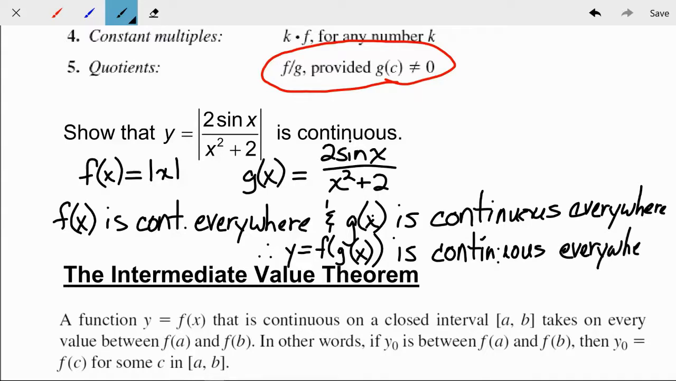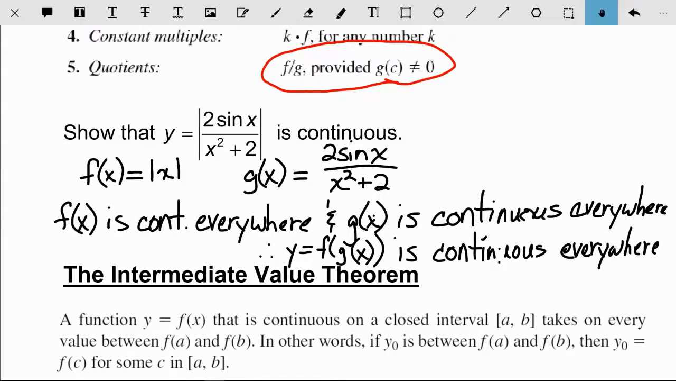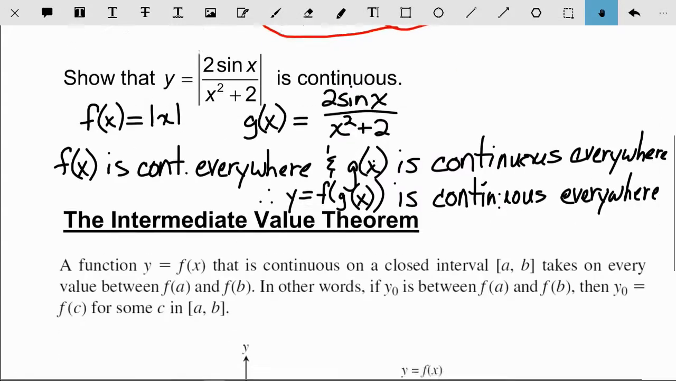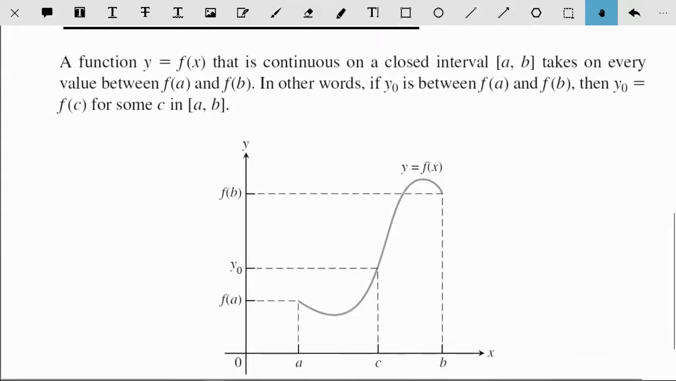Okay, so fairly simple to do. The main idea is, when you combine these functions together, you're going to end up with a continuous function if the two parts are continuous.